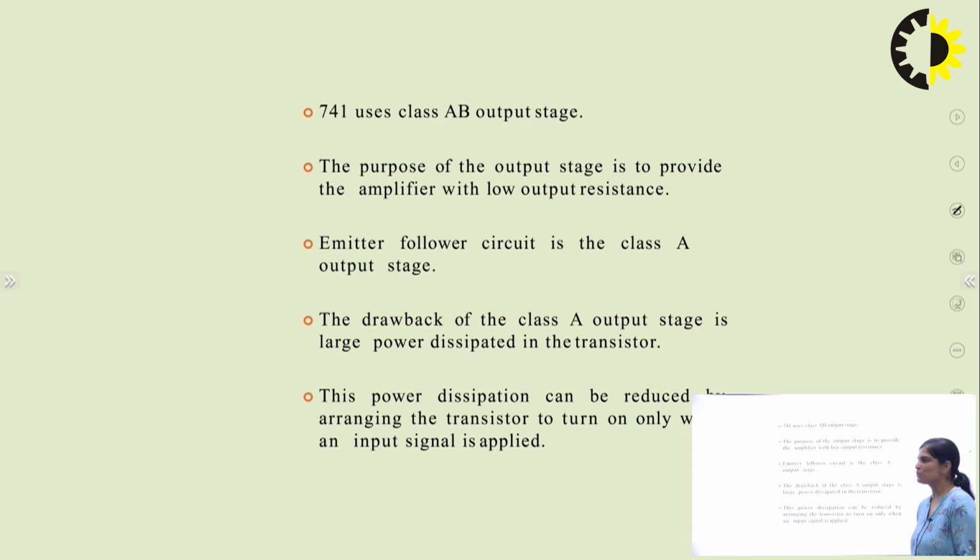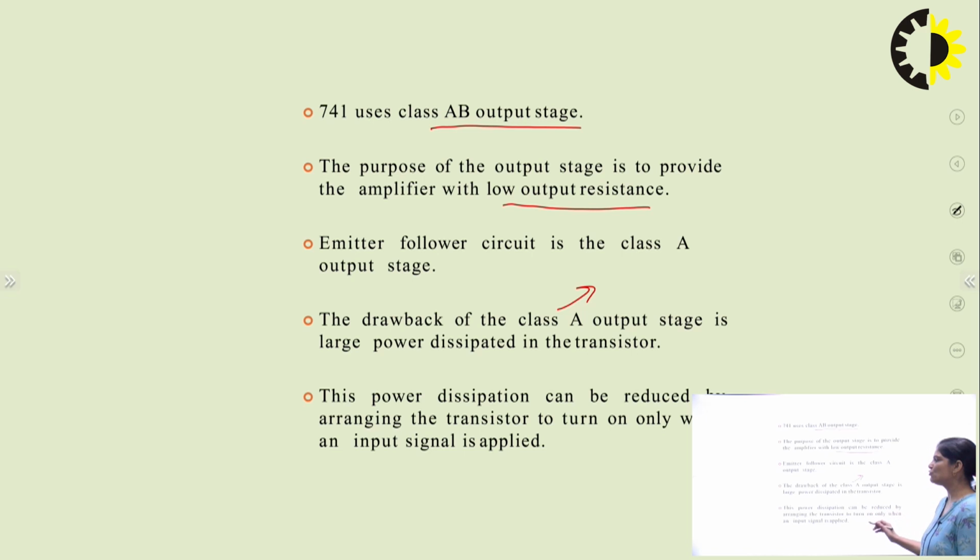Now this is the description of the output stage: the 741 IC uses a class AB output stage. The purpose of the output stage is to provide the amplifier with a low output resistance. Now the emitter follower circuit is a class A output stage, and the drawback of class A is large power dissipation in the transistor. Because of this drawback, we are using a class AB amplifier at the output stage.